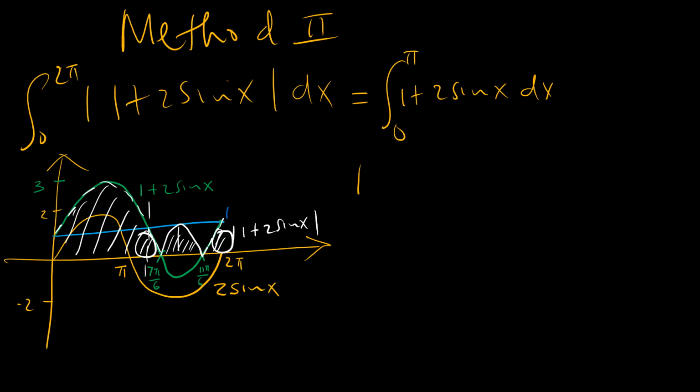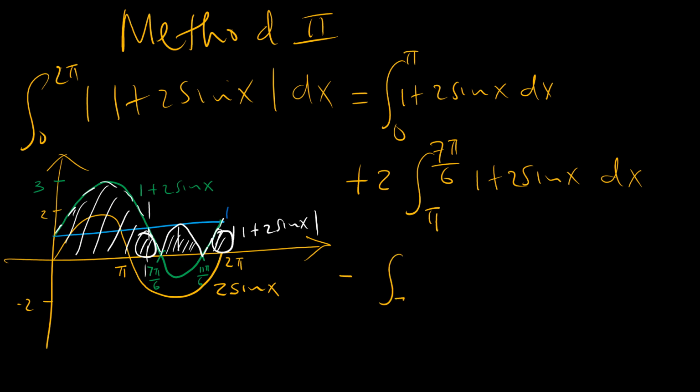So I can do 2 pi from 7 pi over 6, 1 plus 2 sine x. And then things become, because we have to force this negative part on the actual function, so we have now from 7 pi over 6, everything has to be forced. So we've added this negative sign up to 11 pi over 6, 1 plus 2 sine x.